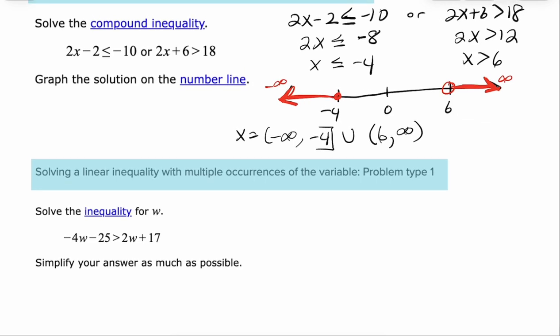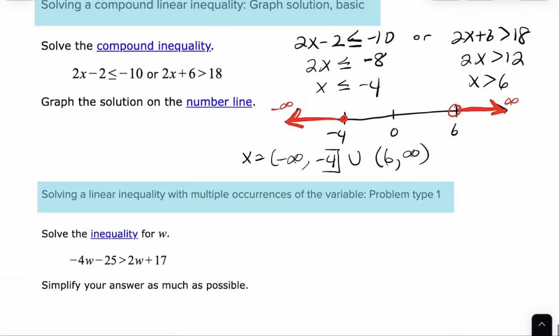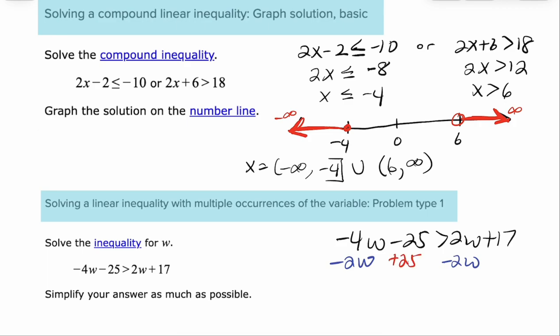Now, an inequality like this one just has multiple steps to take. This is our last one, okay? So let me write it over here just so we have it a little nicer to look at. And then let's think about what we can do. Well, just like an equation, let's move things around. Let's subtract 2w from both sides. So that'll get my w's on the left, and then let's add 25.